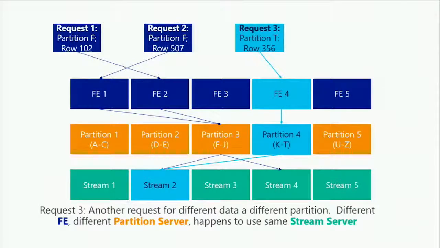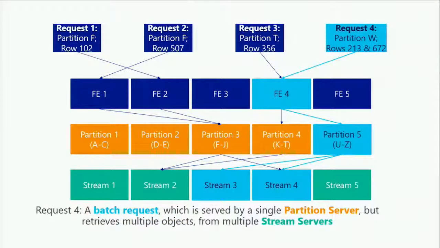And then this is for another request. Again, simple request, single object in a partition, just goes to a different partition server. You can see this one's for partition T, which goes to partition server 4. The data happens to be on the same stream layer server that we used in the first request, but that's mere coincidence.